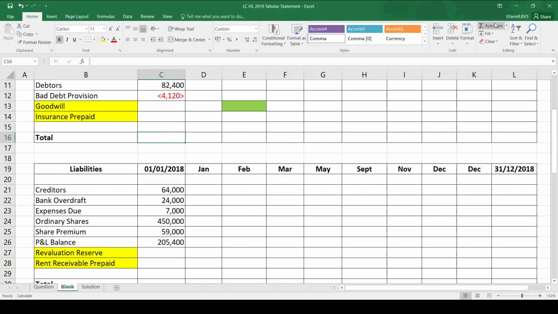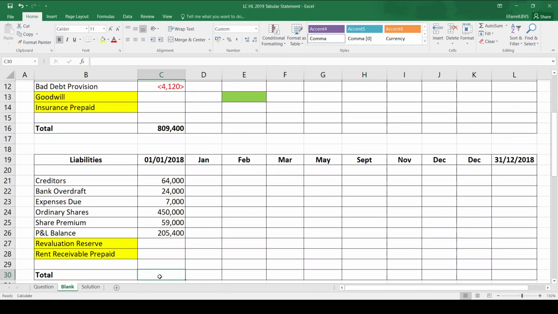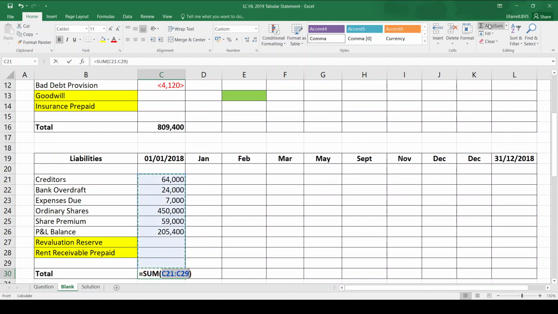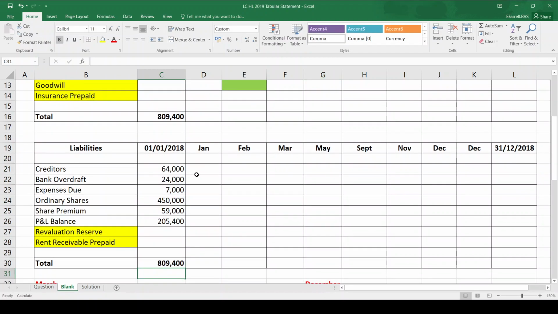So now just to total them and make sure the opening balances add up. So both of them come to 809,400, which is correct.